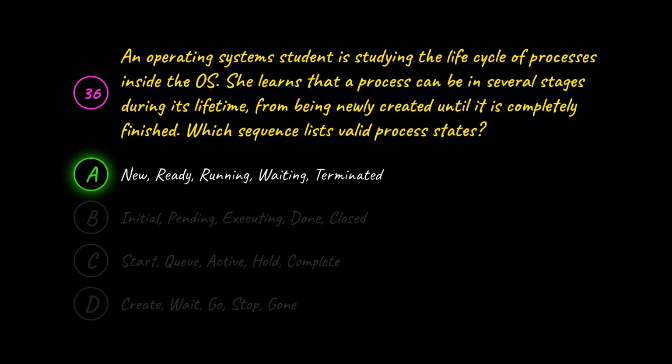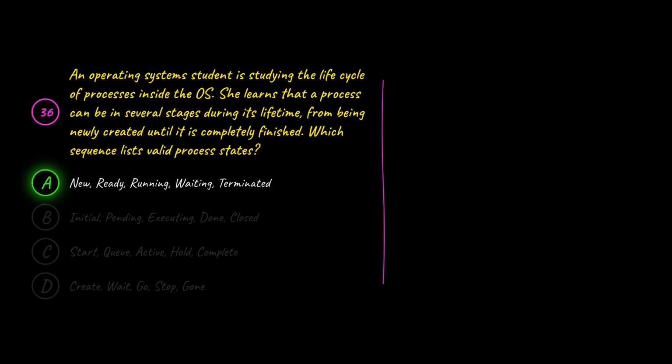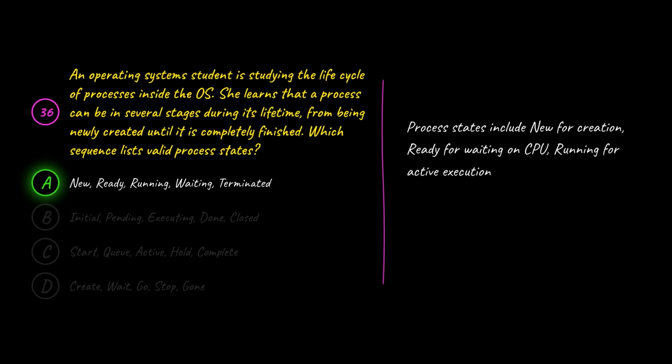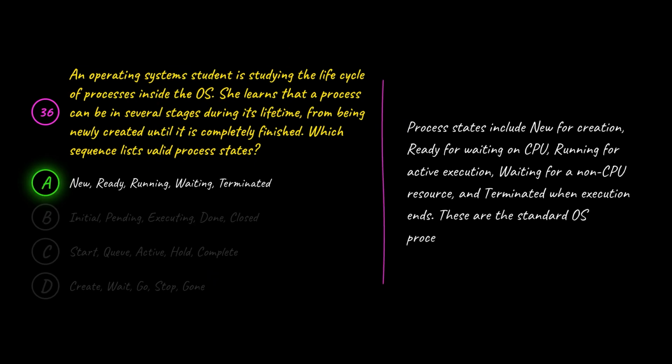The correct answer is A. New, ready, running, waiting, terminated. A is correct because process states include new for creation, ready for waiting on CPU, running for active execution, waiting for a non-CPU resource, and terminated when execution ends. These are the standard OS process lifecycle stages.